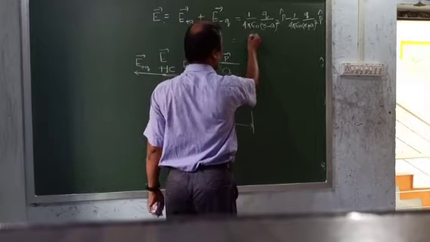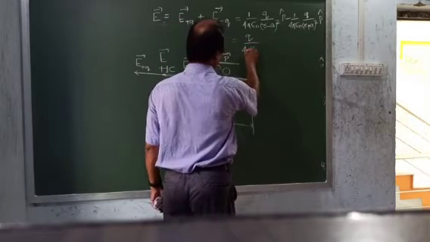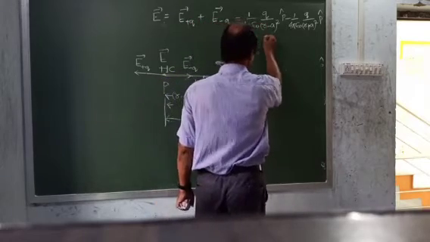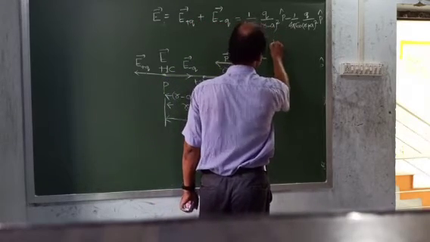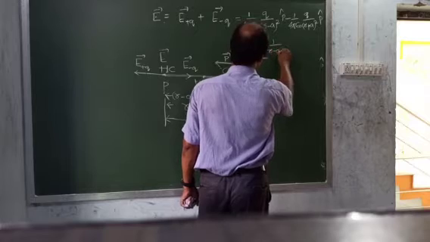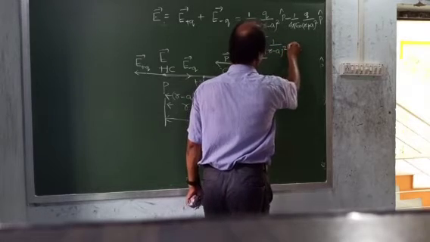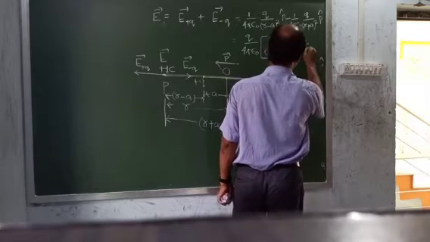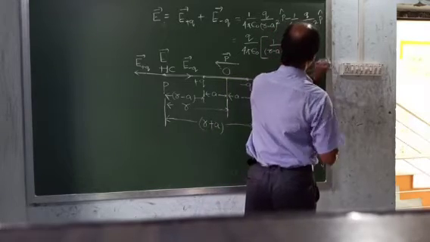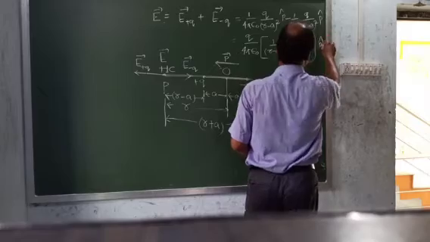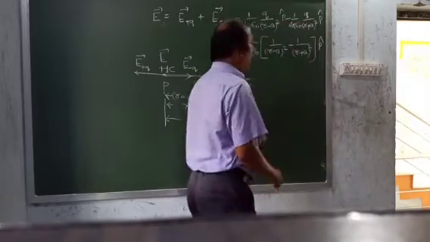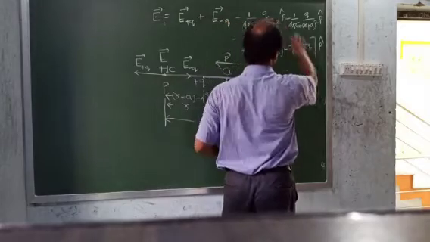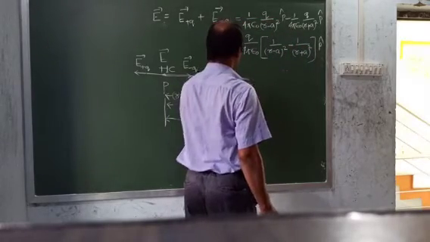So now you can take common q by 4 pi epsilon naught. So you will get 1 by r minus a whole square minus 1 by r plus a whole square, whole into p cap. Because this represents the direction, I have separated the direction from the magnitude. This is the magnitude, this is the direction. Okay?